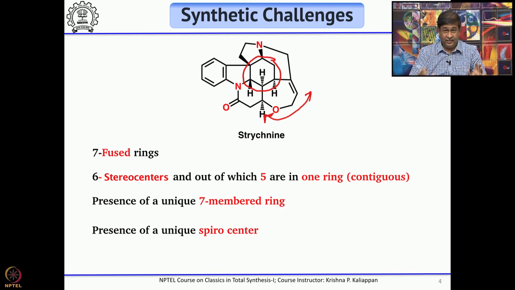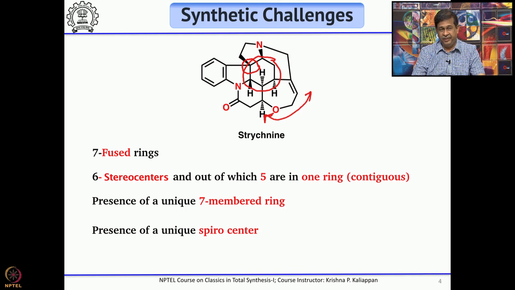You can easily see the 7 rings, but can you look at the spirocenter? There is one spirocenter, that is this. So these are some of the synthetic challenges one could foresee before starting work on the synthesis of strychnine.